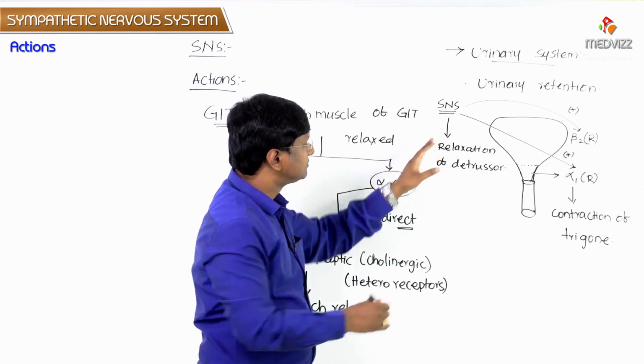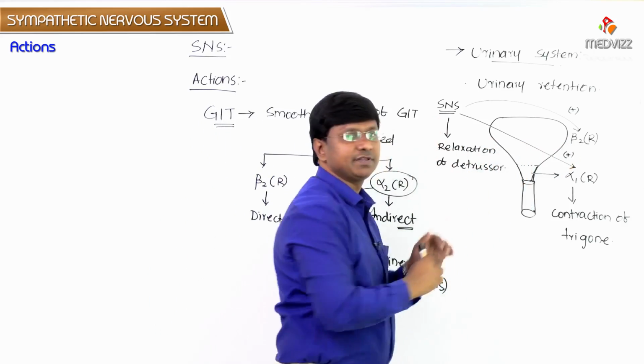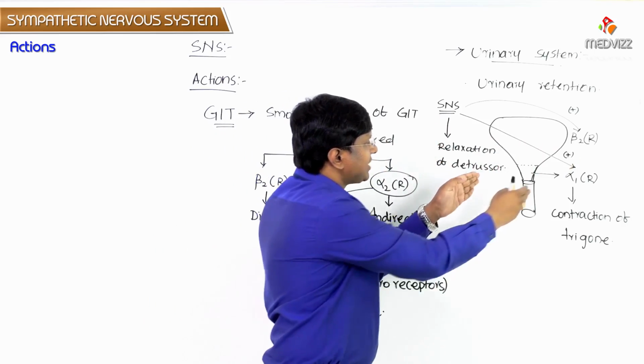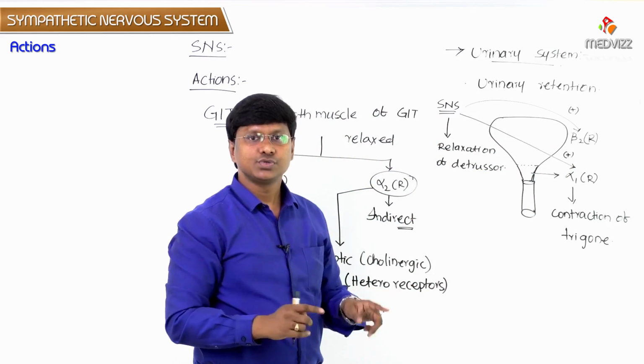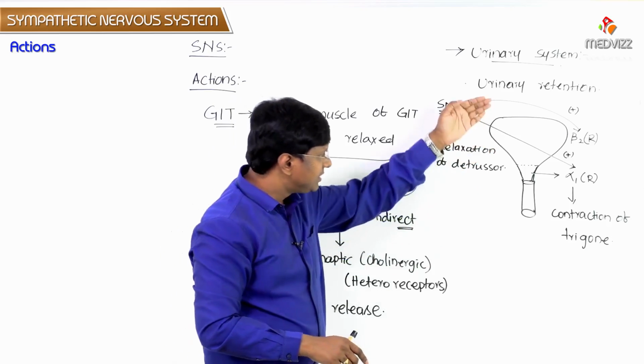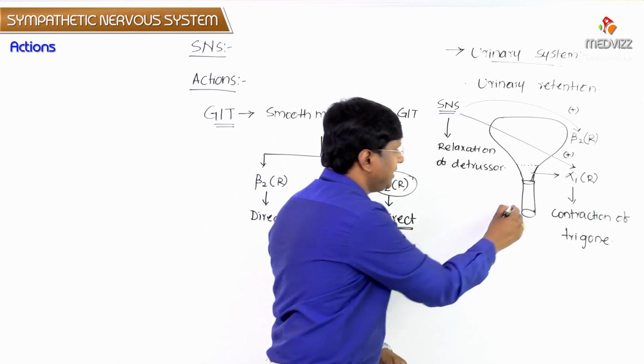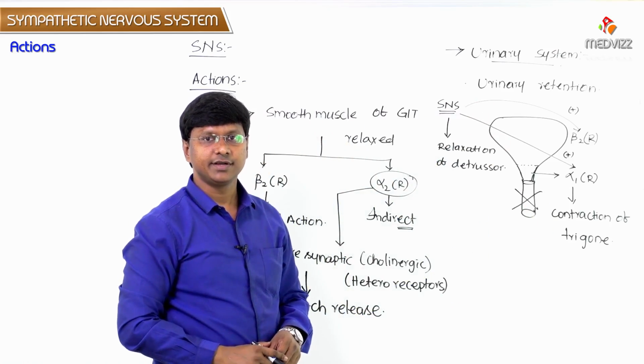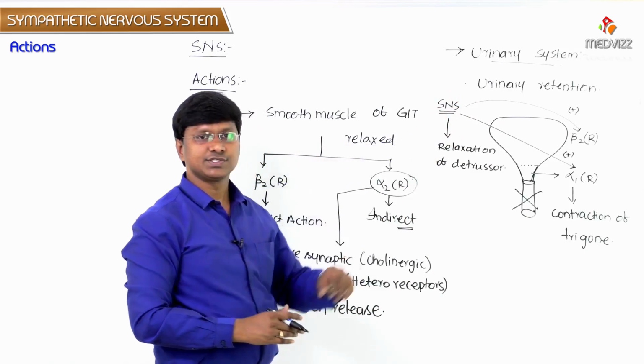Alright, so now you see what is happening by the sympathetic nervous system. It is causing relaxation of the bladder, and it is causing the contraction of the trigone. So thereby what will happen? The urine does not go out. There will be urinary retention. That is on the urinary system.